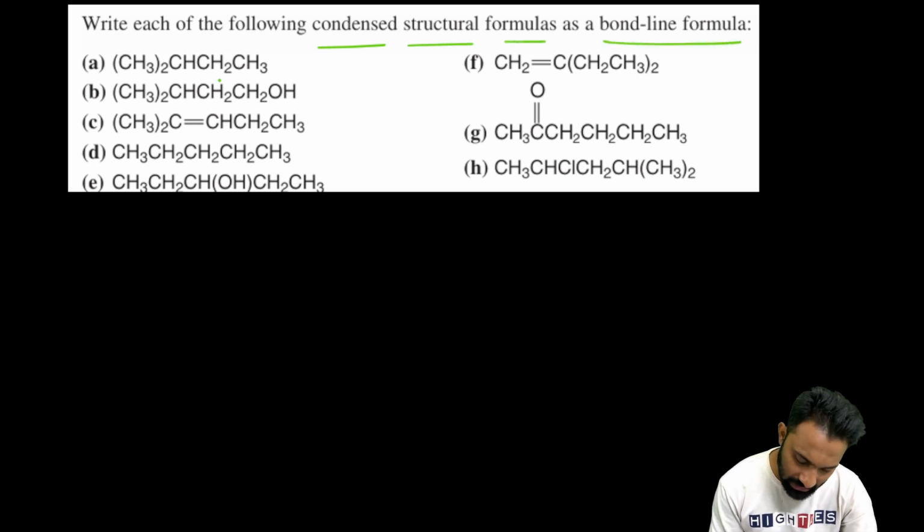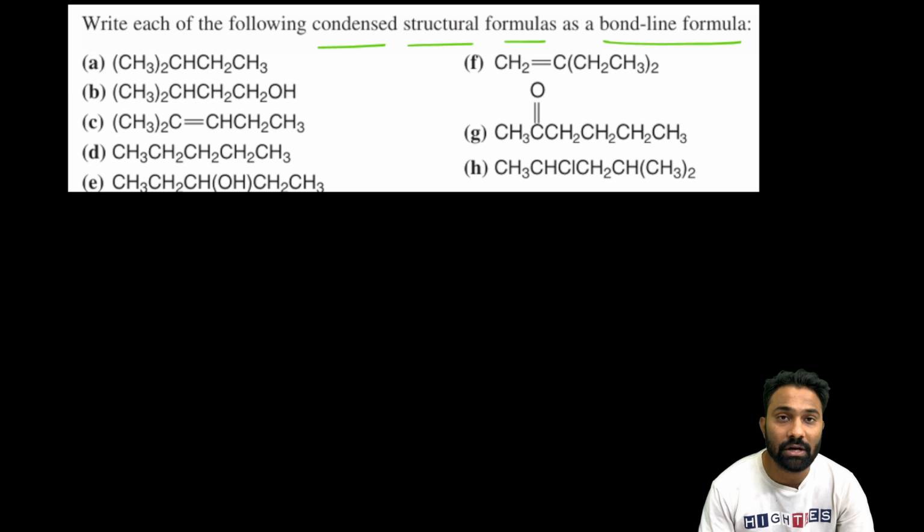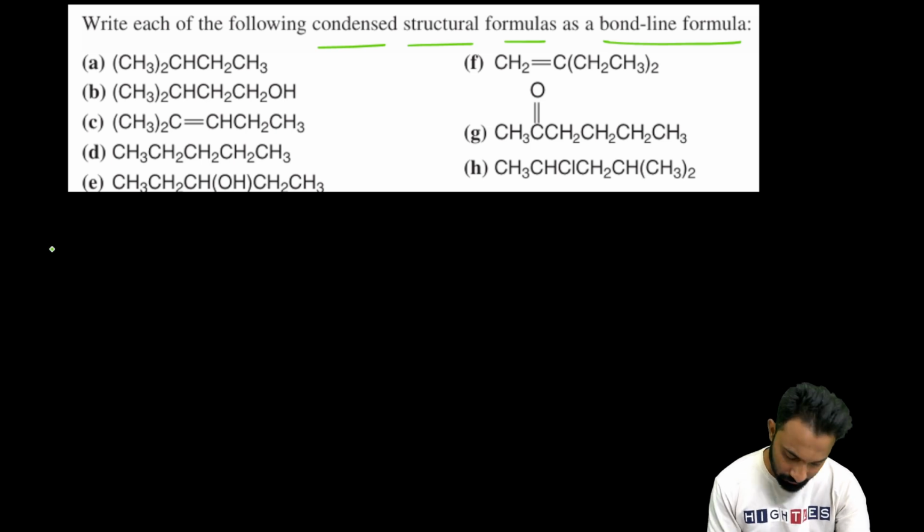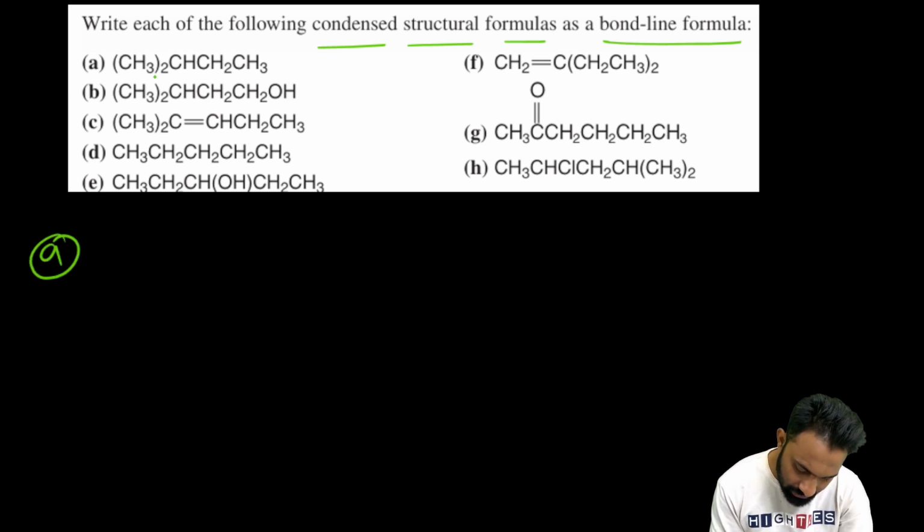They have given this condensed formula, and they are asking us to write it in bond line formula. First one, A. This is CH3 2 times they have given. So you should not get confused. What does that mean?